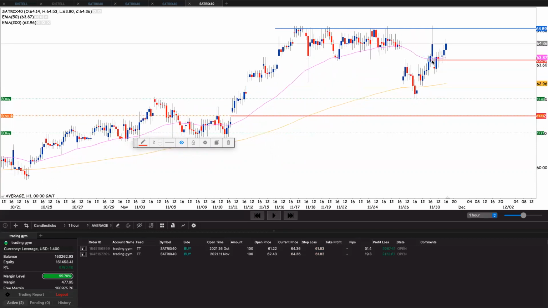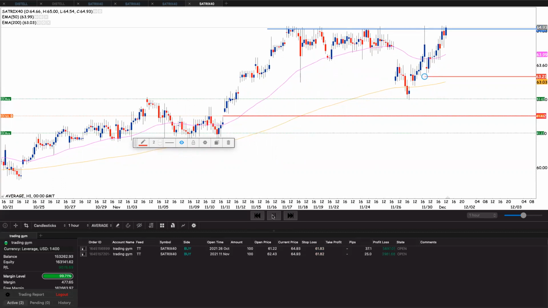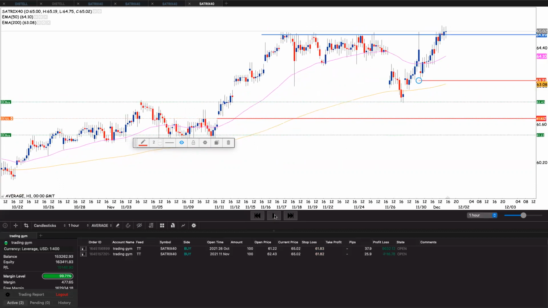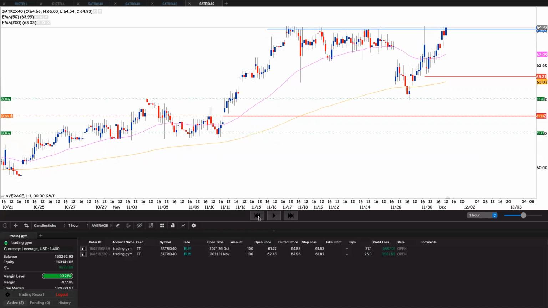So now the 50 becomes more important. I keep fishing for places to hide. Let's see there. So now we have a breakout. In fact, we had the breakout there. That's the candle in which I have to add to my position. So I raise my stop loss to that there.